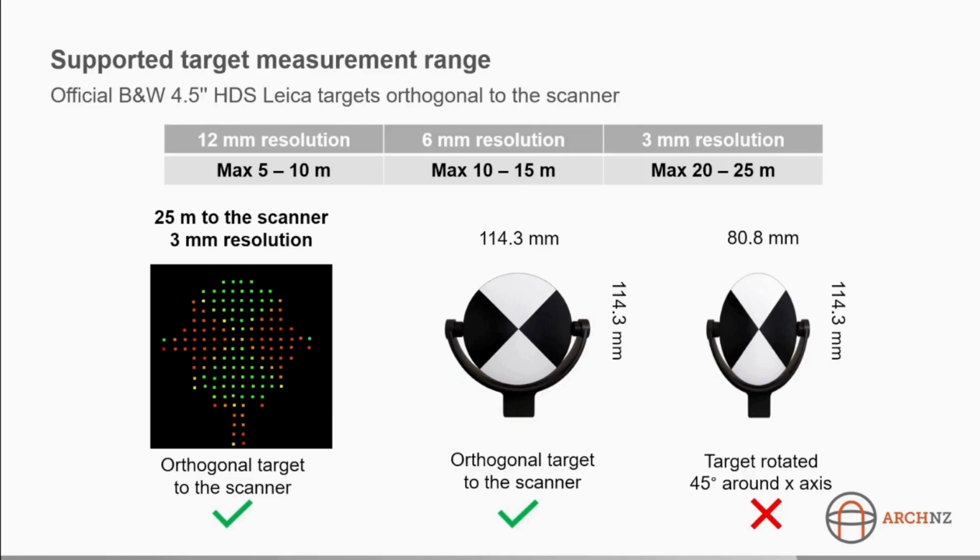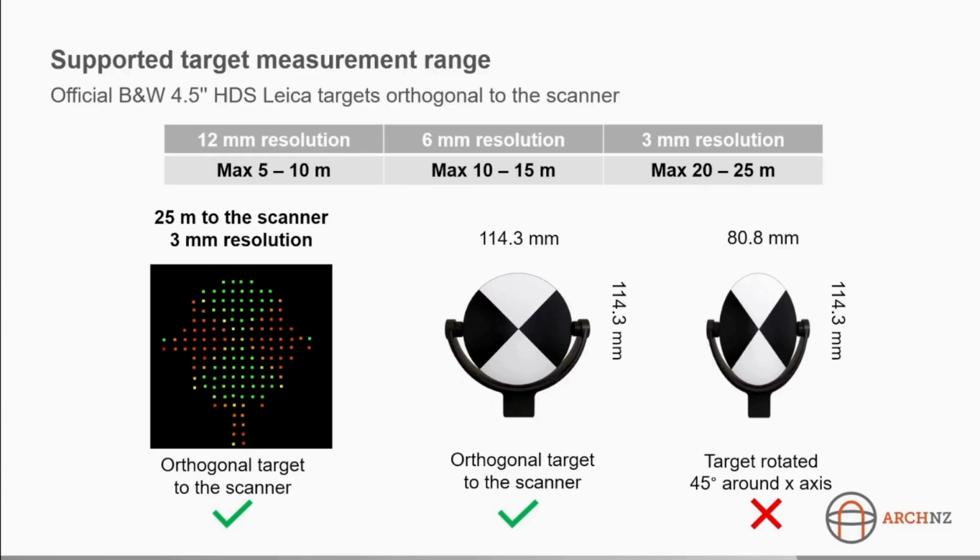Just while we're on the subject of targets, a good reminder on the relationship between distance to the target and resolution set on the scanner. If you're using an RTC 360 with the 12, 6 and 3mm resolutions, bear in mind these recommended distances, which result in enough lines of scan data on the target for accurate extraction of the center of the target.